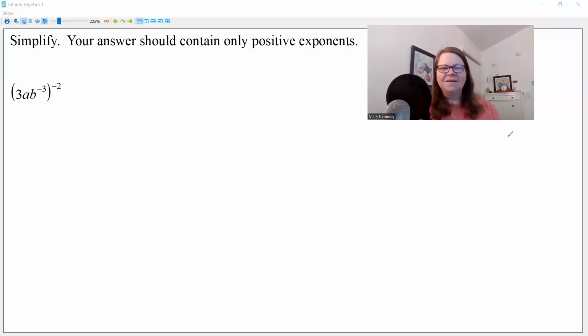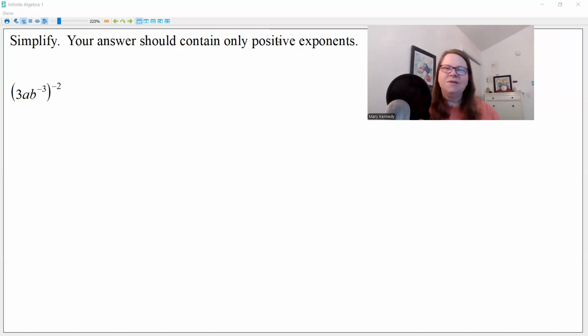All right, let's take a look at this one with a negative exponent and then it's raised to a negative exponent. So all kinds of negatives happening here. So I would say that the first thing I would do is distribute this -2.